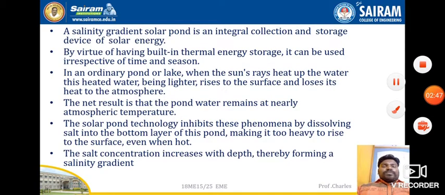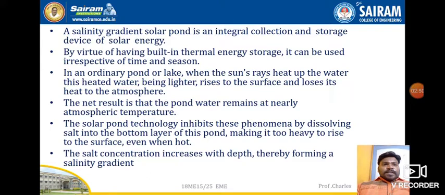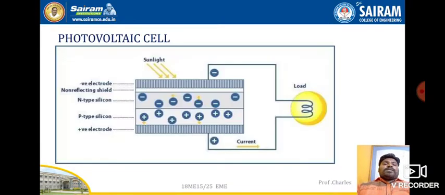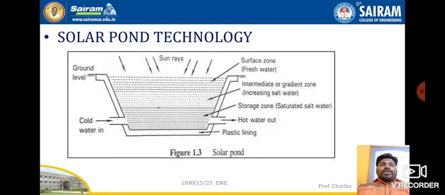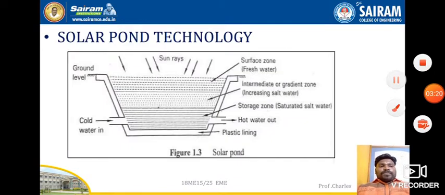So the salinity gradient solar pond is an integral collection and storage of solar energy. We make use of the sun's energy in this solar pond: we take the sun's radiation and allow that energy to be stored in the bottommost portion of the pit, and then cold water is sent inside and hot water comes out. This is how we make use of solar pond technology.